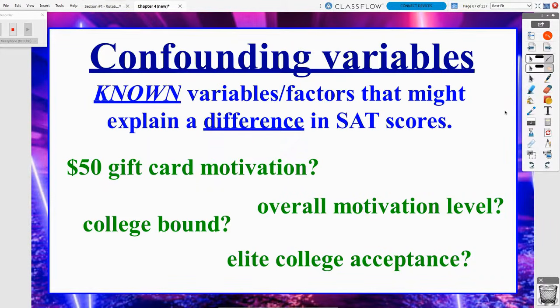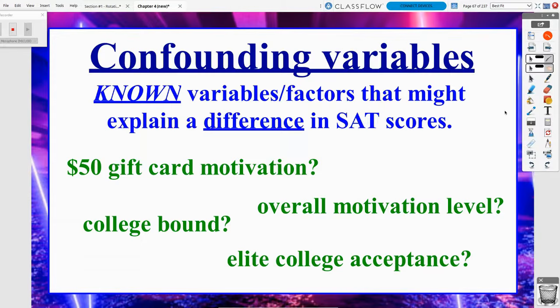But lurking variables from last chapter, those were unknown variables or factors that might get mixed up in our results. Confounding variables are known variables or factors that might explain a difference in your response variable. In this case, our SAT scores.